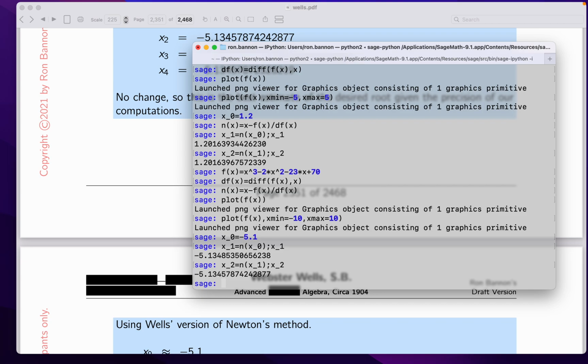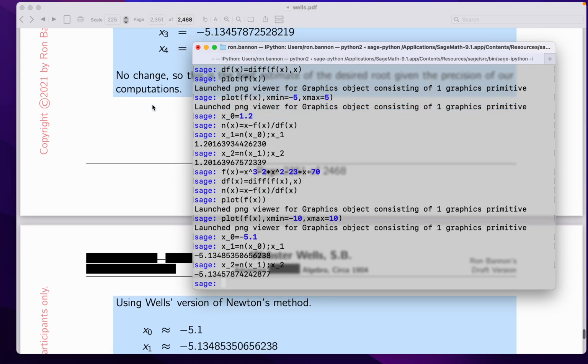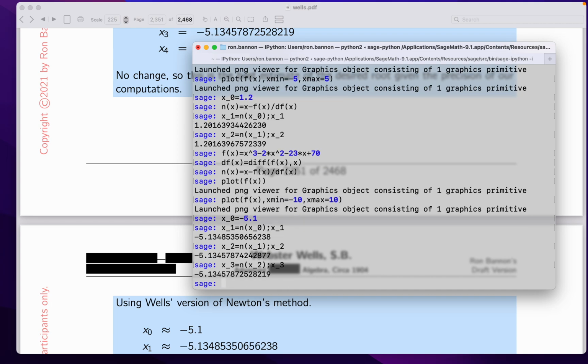Looking good. Now what I want to do is x3. Let's put that down. X sub 3 is going to equal n of x sub 2, and I want to display x sub 3. Let's do that and see what happens. I got that number. Let's go again. You notice the numbers are changing though, right? So how do I know the numbers are changing? Just look at the last digit. They're clearly changing.